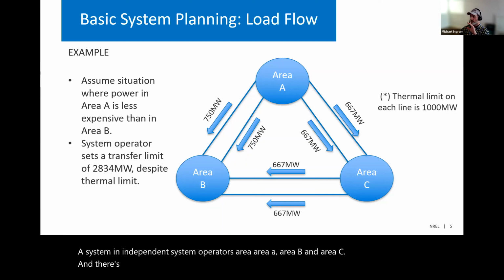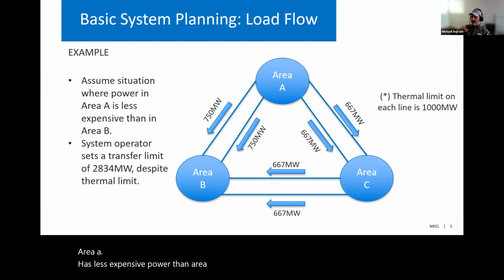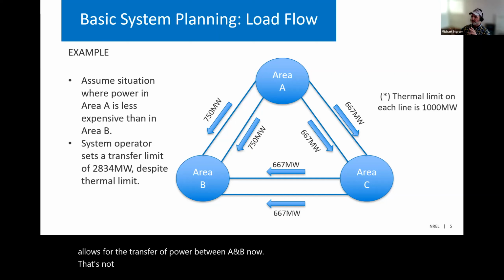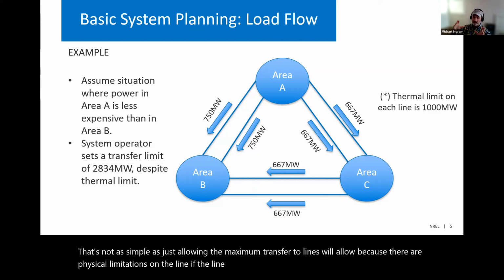And there's a situation where Area A has less expensive power than Area B. So to facilitate that, the system operator does a study and allows for the transfer of power between A and B. Now, that's not as simple as just allowing the maximum transfer that the lines will allow, because there are physical limitations on the line. If the line is overloaded, it has thermal limits. You can essentially melt the line with too much power.